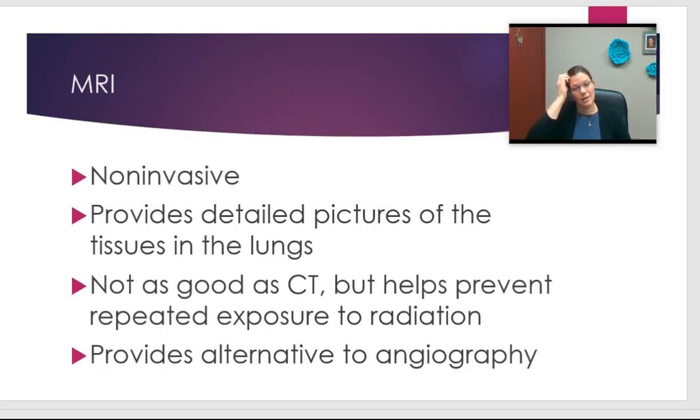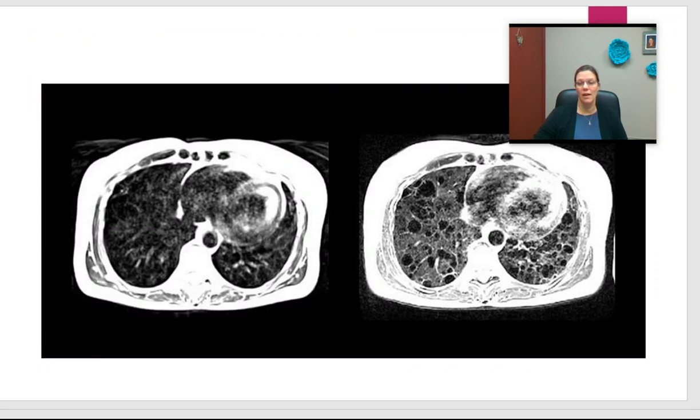An MRI is non-invasive as well, and it does provide detailed pictures of the tissue and lungs. It's not quite as good as a CAT scan, but it does help prevent exposure to radiation, which is important. MRIs can be an alternative to angiography as well if the patient can't have the dye. So this is what MRI results look like for some conditions.